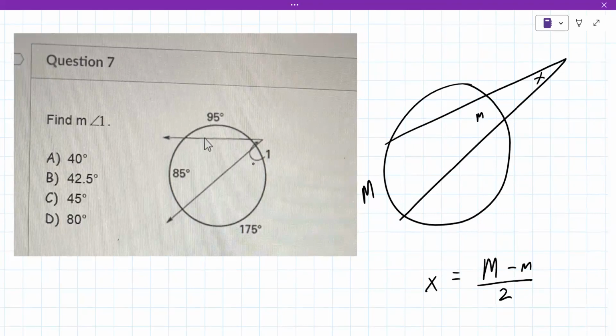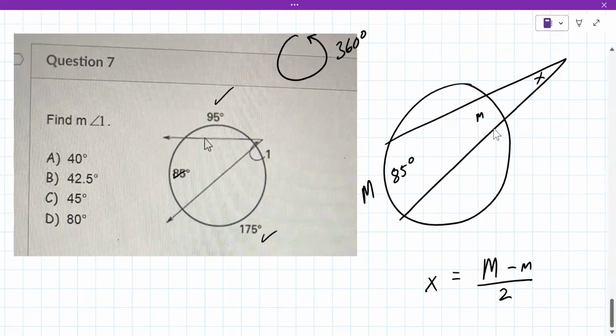You might be wondering, okay, I can see big M. I've got that. It's 85 degrees. I'm trying to find X, which means you need little m. So how do you find little m? Well, thankfully, they're giving you some other angles. If you go all the way around the circle, how many degrees is that? 360. So use that to find this little m.